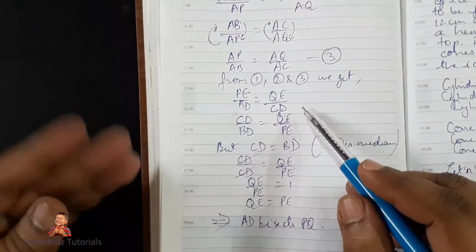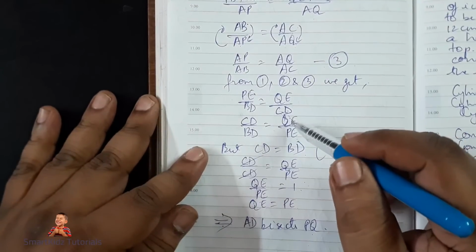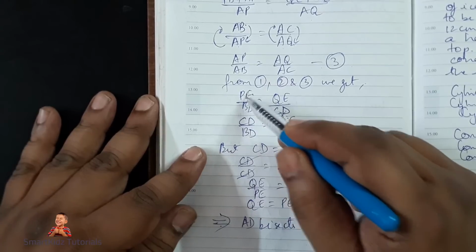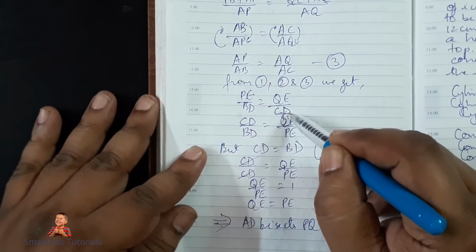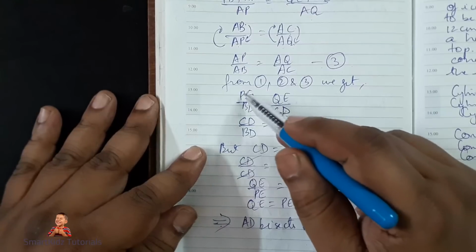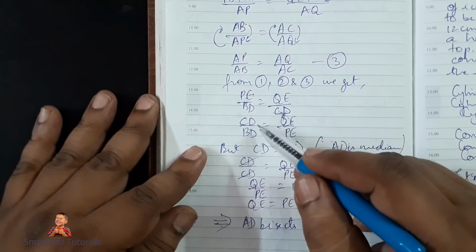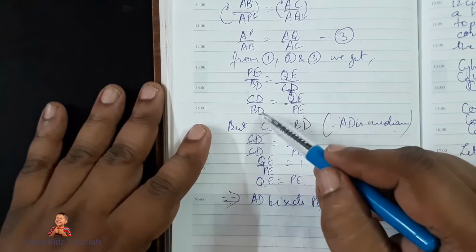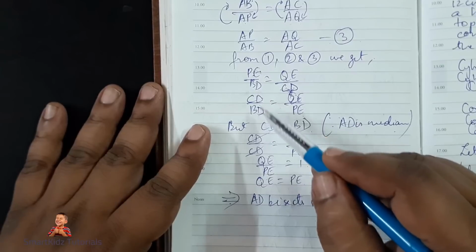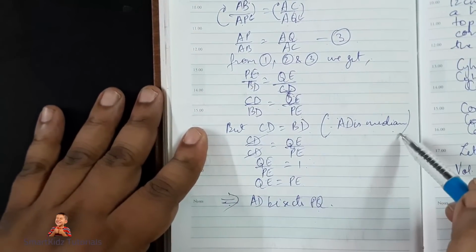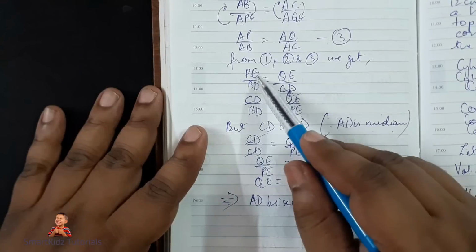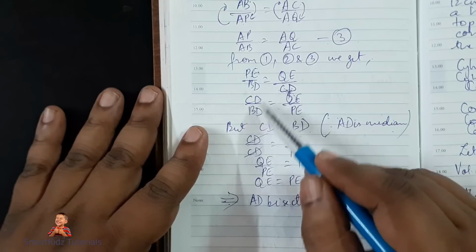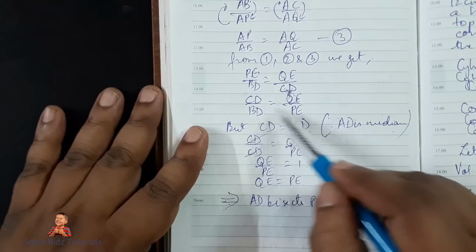Now the next step is what I've done: I've taken CD and put it where PE is, and PE I've brought in place of CD. So they actually cross multiply, so you can interchange their places, like this. So then what I'll get is PE upon QE is equal to BD upon CD. The reason why I've done this is because we know that CD is equal to BD because AD is the median. So then they can cancel out each other. You can also leave it over here, no problem in that. Then these two will cancel. Just to show you how they cancel, I've interchanged their places.